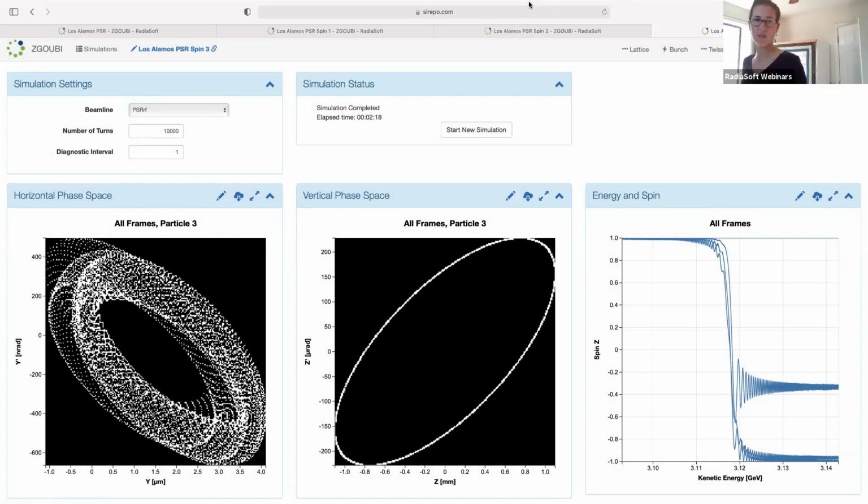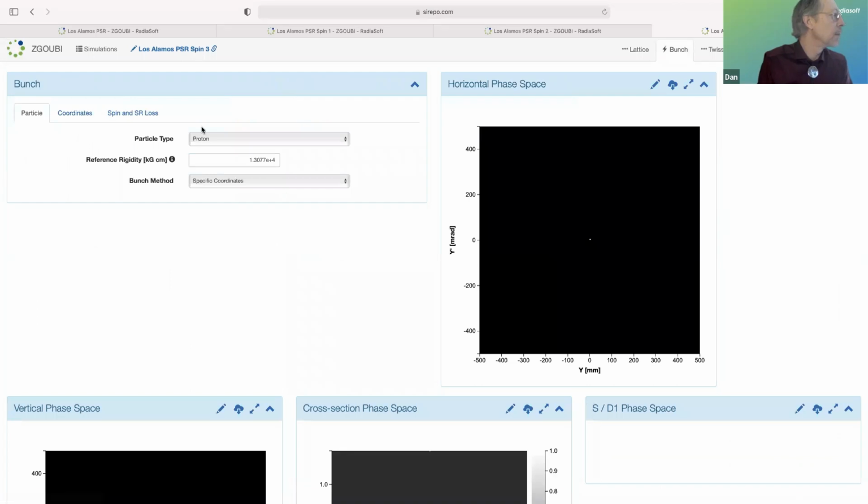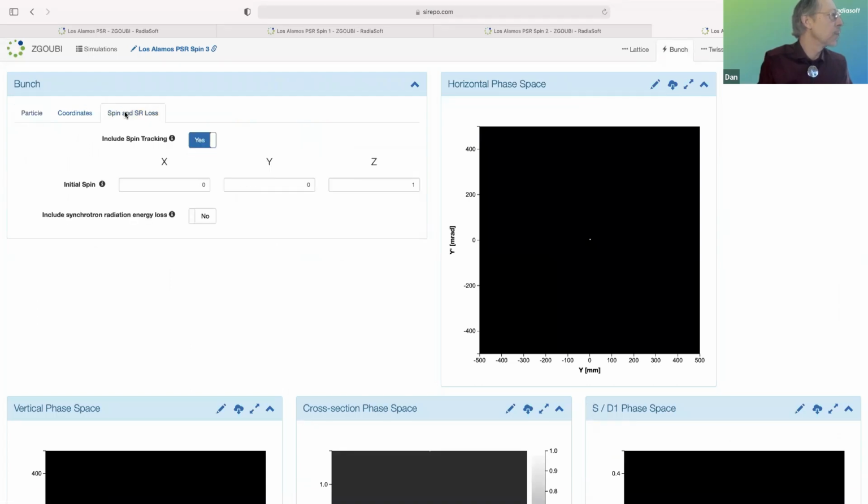Excellent, thanks, Dan. Our next question in the queue is, is there an option for Zgoubi to include synchrotron radiation? Yes. The same place where I turned on the spin tracking. Actually, I'm not sure I showed you, I might have skipped that little detail.